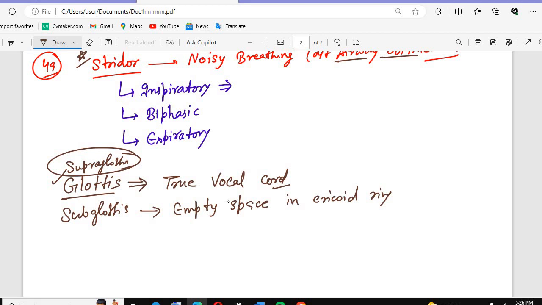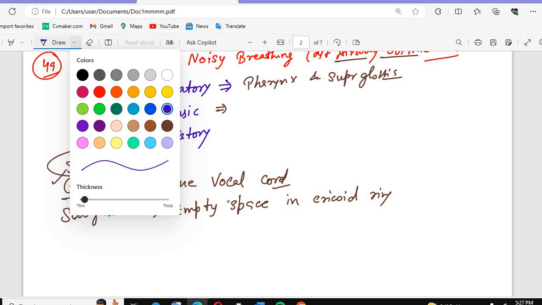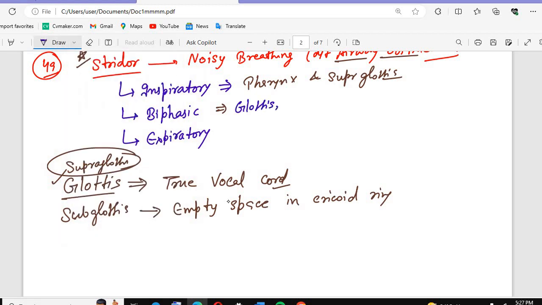If you are getting an inspiratory sound, inspiratory stridor, that will be due to the pharynx and supraglottis. In case of biphasic stridor, remember we are talking about the glottis, subglottis and cervical trachea. So for biphasic stridor, any obstruction in the glottis, the subglottis, or the cervical trachea region produces the biphasic stridor.